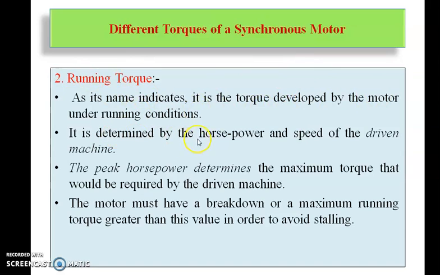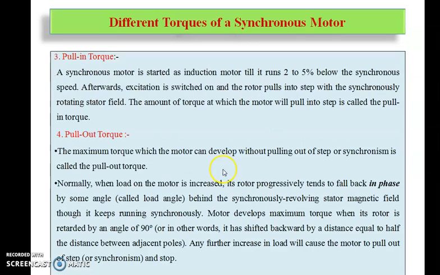It is determined by the horsepower and speed of the driven machine. It is determined by the HP rating as well as the speed of the driven machine. The peak horsepower determines the maximum torque that would be required for the driven machine. The motor must have a breakdown or maximum running torque greater than this value in order to avoid stalling. Stalling condition we have seen already in induction motors. So this breakdown or maximum value should be more than this running torque.